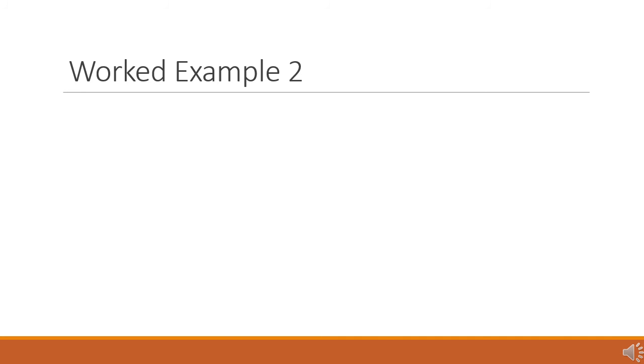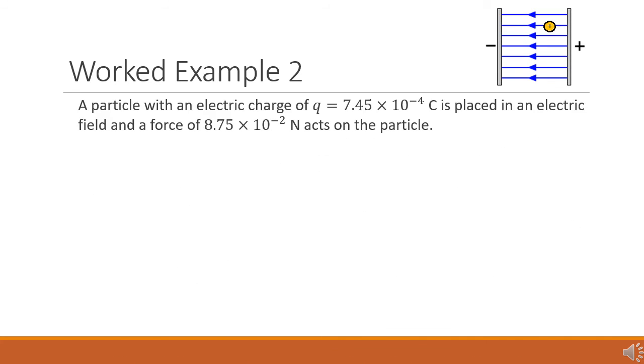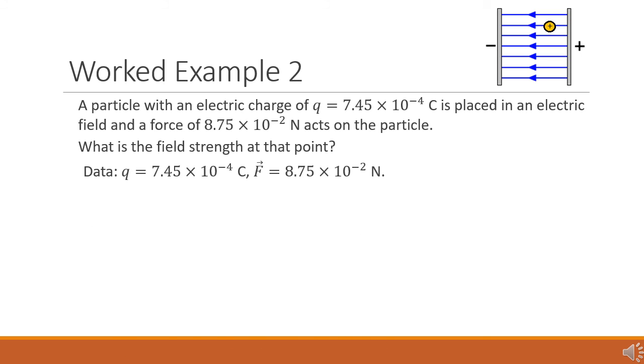Let's look at worked example 2. A particle with an electric charge of Q equals 7.45 times 10 to the negative 4 coulombs is placed in an electric field, and a force of 8.75 times 10 to the negative 2 newtons acts on the particle. What is the field strength at that point? Well, the first step is data. Q, the charge, equals 7.45 times 10 to the negative 4 coulombs. F, the force, which is a vector, equals 8.75 times 10 to the negative 2 newtons.